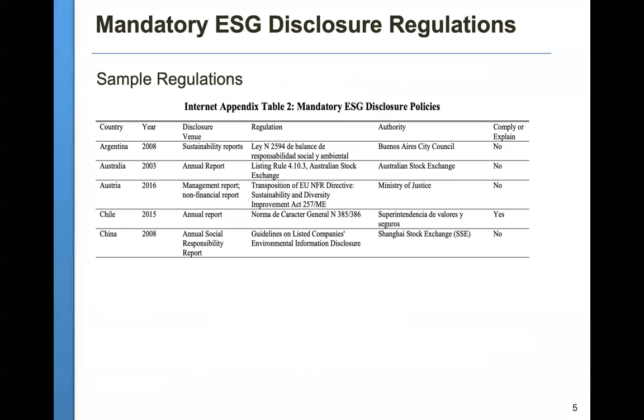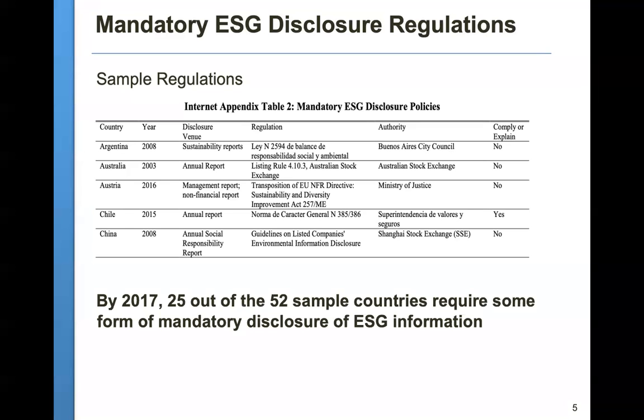We consider that the presence of comply or explain allows the firm to explain why they didn't disclose the ESG information. Although they didn't disclose the information, according to their explanation, the investors or the financial analysts are still able to get some hints about their ESG performance. So we consider the inclusion of comply or explain also as a mandatory disclosure. According to this criteria, by 2017, in our samples, we have 25 out of 52 sample countries that require some form of mandatory disclosure of ESG information.